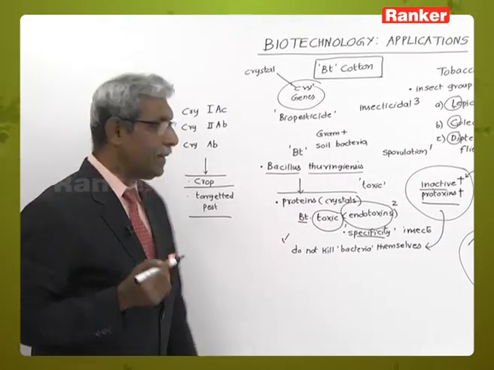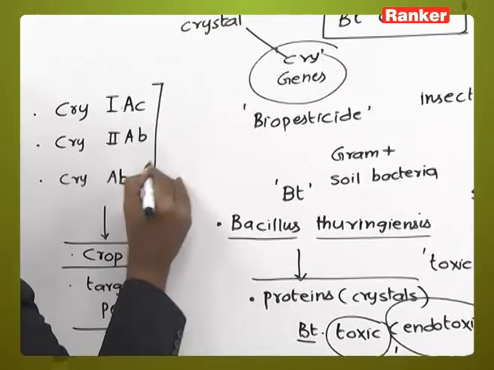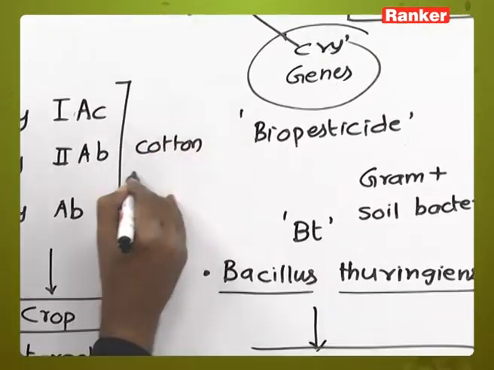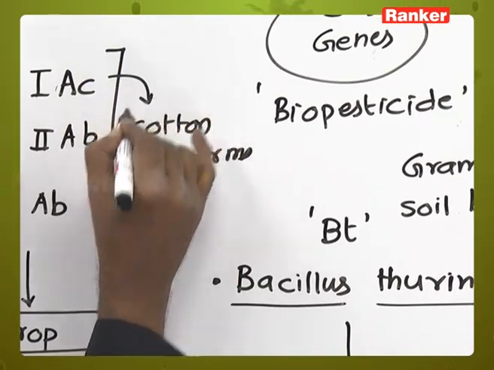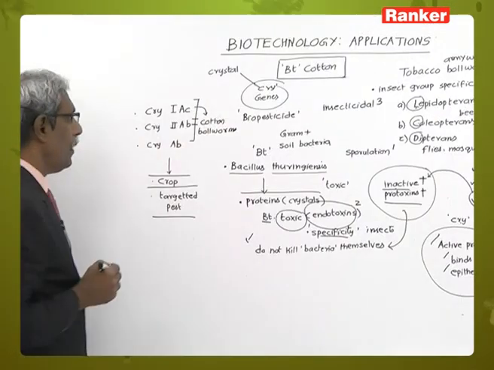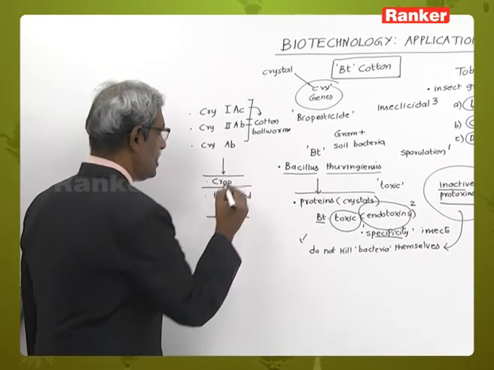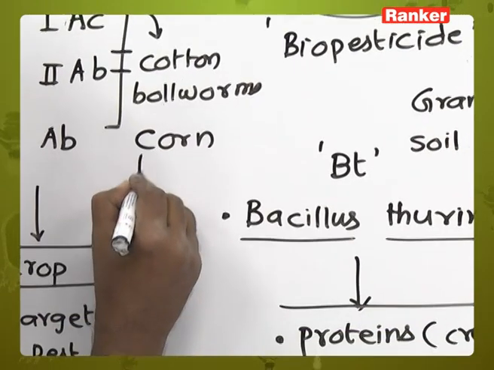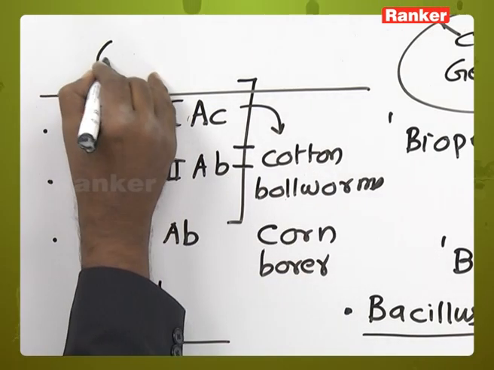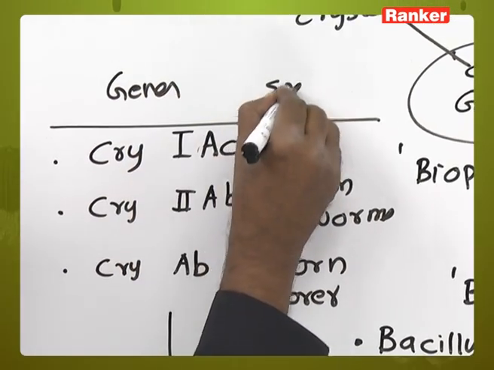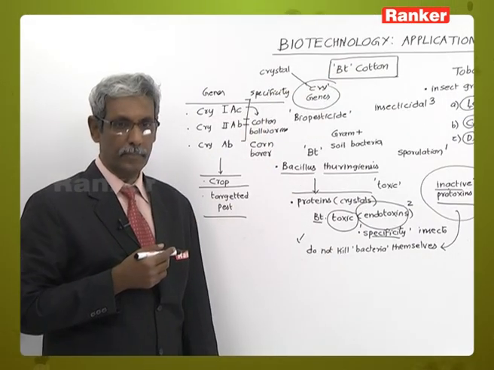Here, Cry1Ac and Cry1Ab are very, very specific towards cotton bollworms. Whereas, the Cry1Ab gene is specific to corn borer. So, here we are looking at what cry genes are and their specificity.